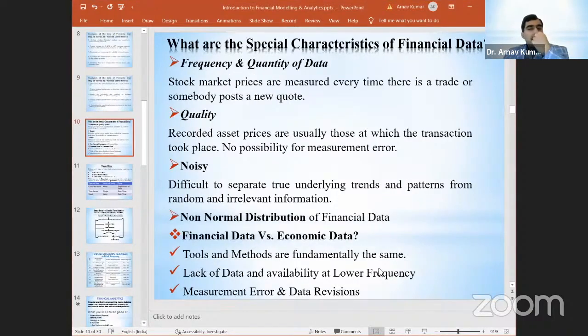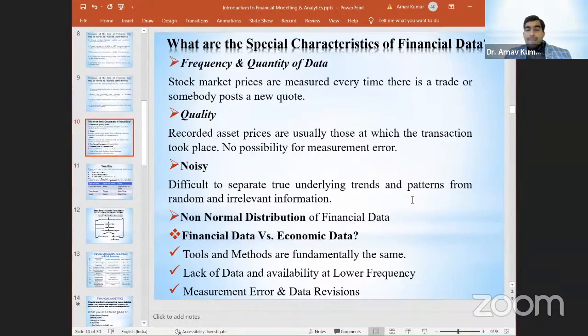And financial data varies from the traditional economic data because, for example, stock prices are available every second. And quality is not an issue because nowadays we have completely transparent electronic trading, and there is no issue of quality or manipulation. They are reported and provided in a completely transparent way, and that is the basis of the entire market, and people are staking their lifelong savings in the financial markets, so they know that they can be trusted. But financial data is also a little noisy.